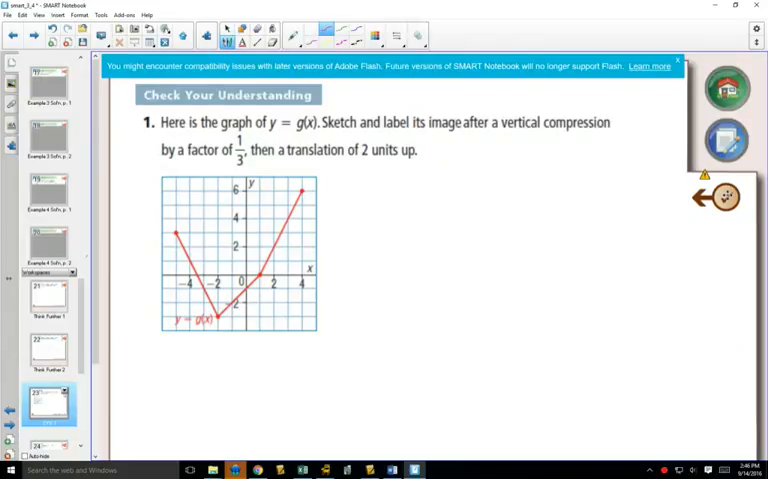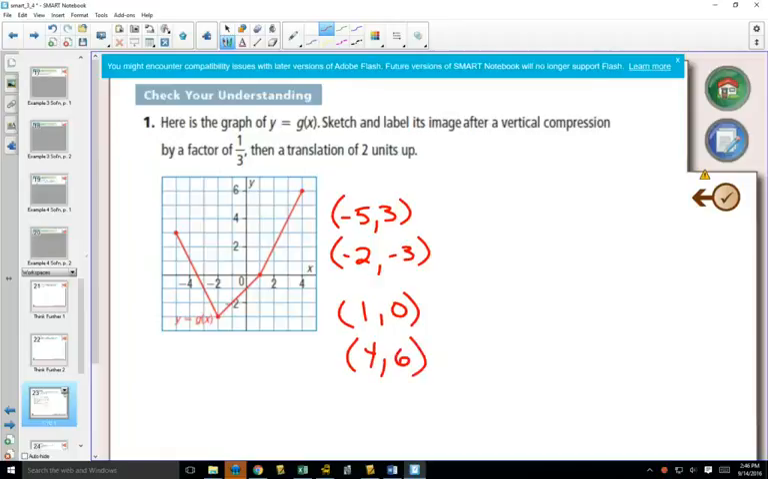If we write them all down, we've got -5, 3, -2, -3, 1, 0, and 4, 6. We want to sketch the graph after a compression of 1/3 and a translation 2 units up.